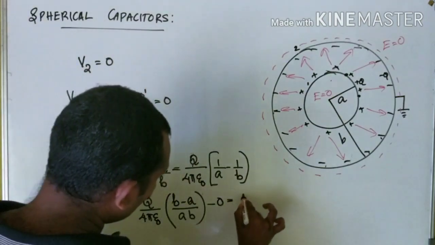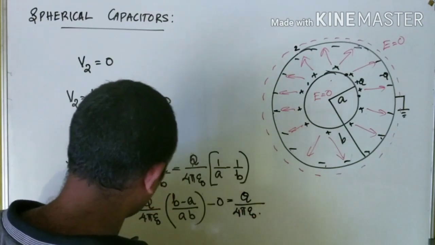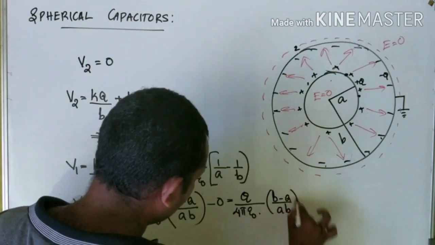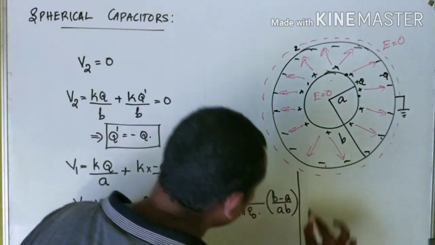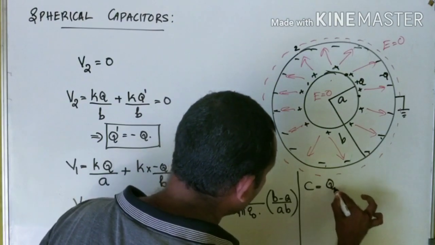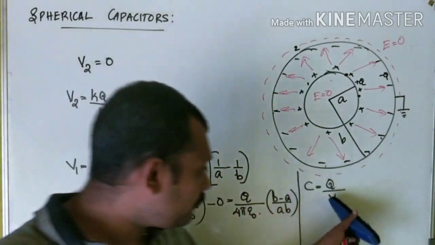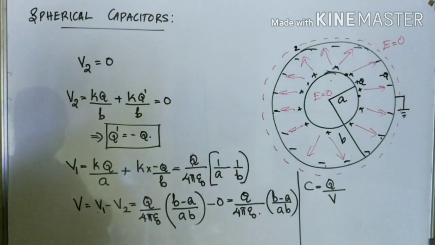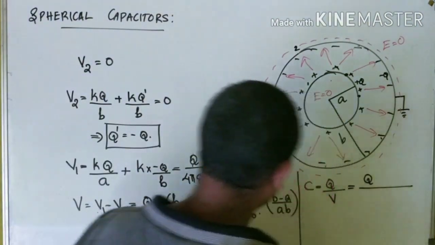That is equal to Q divided by 4 pi epsilon 0 into B minus A divided by AB. Already, there is a potential difference between the two shells. What is the formula for capacitance? C is equal to Q divided by the potential difference V. Here V stands for the potential difference between the two spherical shells.